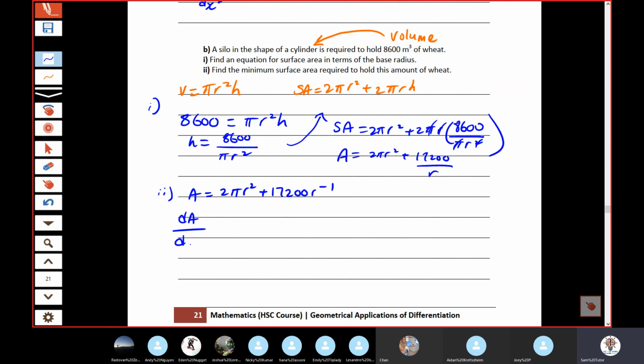What letter do you see? R. dA on dr equals 4 pi r minus 17,200 r to the negative 2.